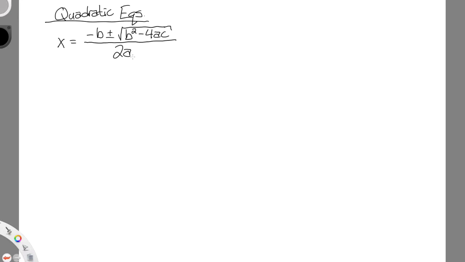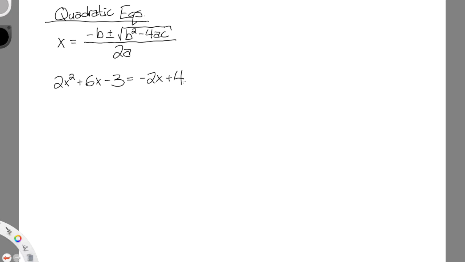So we need to pick a sample quadratic equation to work through this with, and the one that I have prepared is 2x squared plus 6x minus 3 equals negative 2x plus 4.